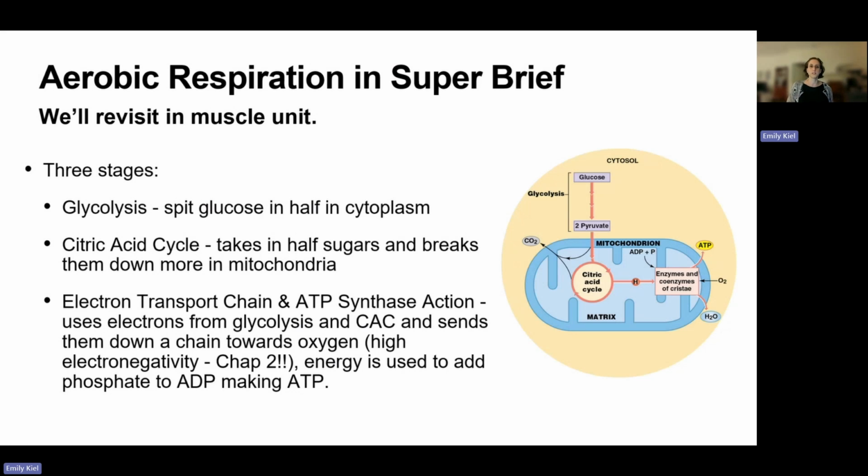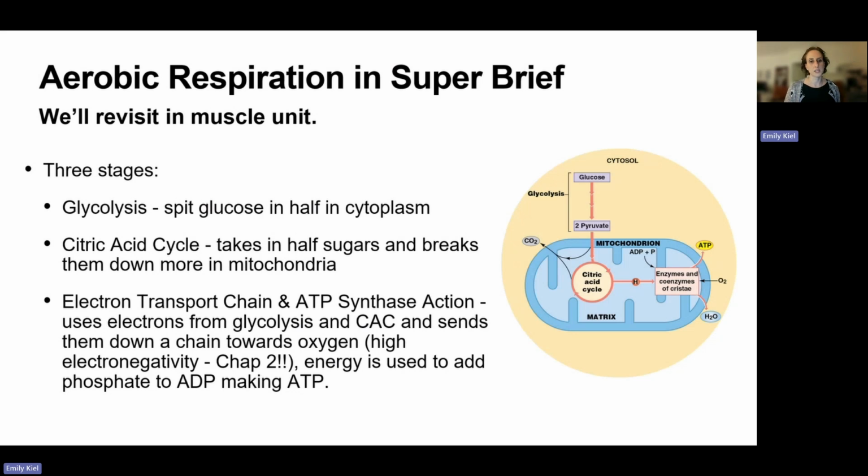Pyruvate is going to go into the citric acid cycle, and it's going to be broken down more. And then finally, we get to the electron transport chain and ATP synthase, and that's going to use the electrons that we've gotten from the first 2 steps. From glycolysis and the citric acid cycle, they're going to go down a chain towards oxygen. Remember from chapter 2, oxygen has that high electronegativity and attracts those electrons. As it goes down the chain, the energy is used to add a phosphate to ADP, making ATP, which is that energy currency in the cell.